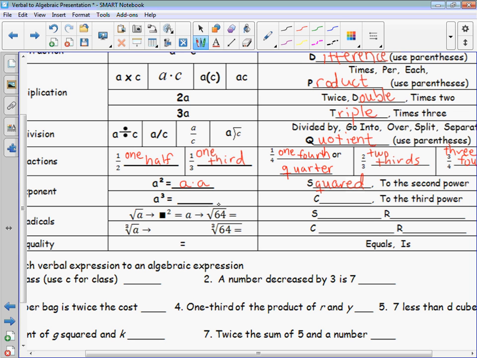So that's if I have a little 2. What about if I have a little 3? I can say to the 3rd power. I know it's going to be A times A times A, sure. But what's the C word? Cube.